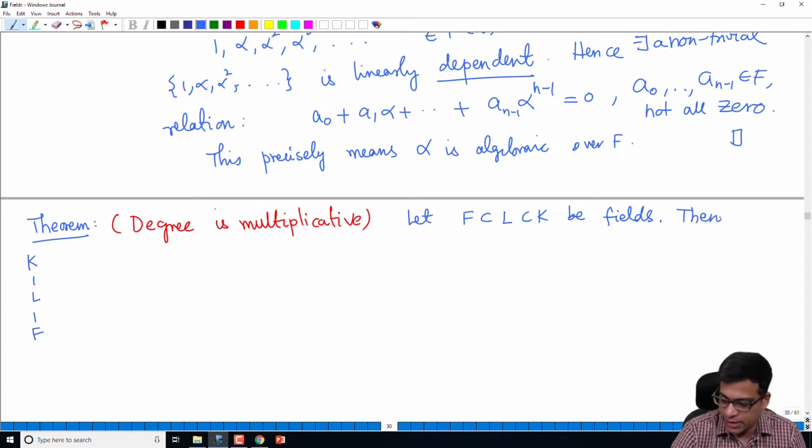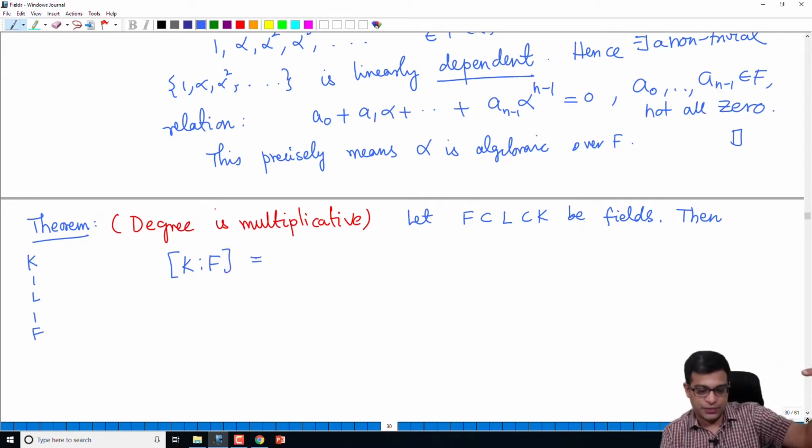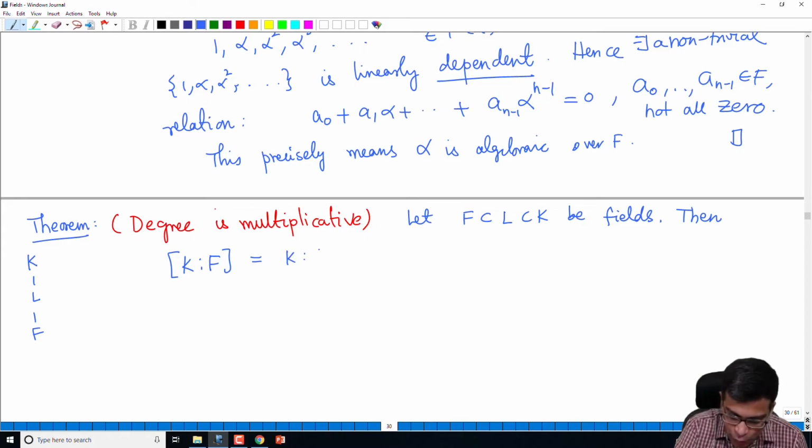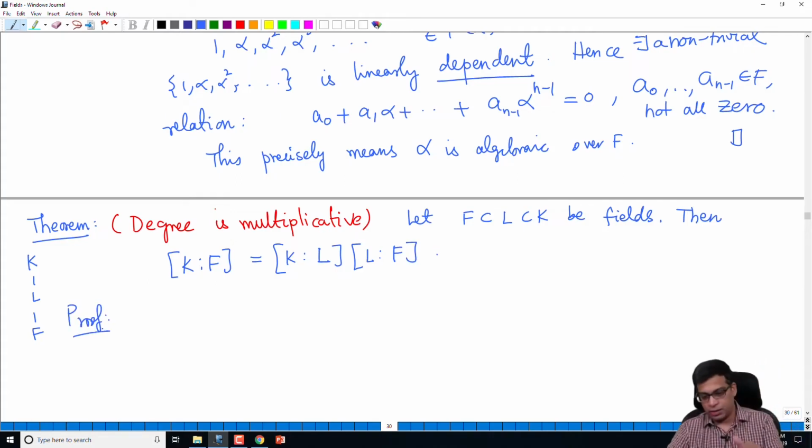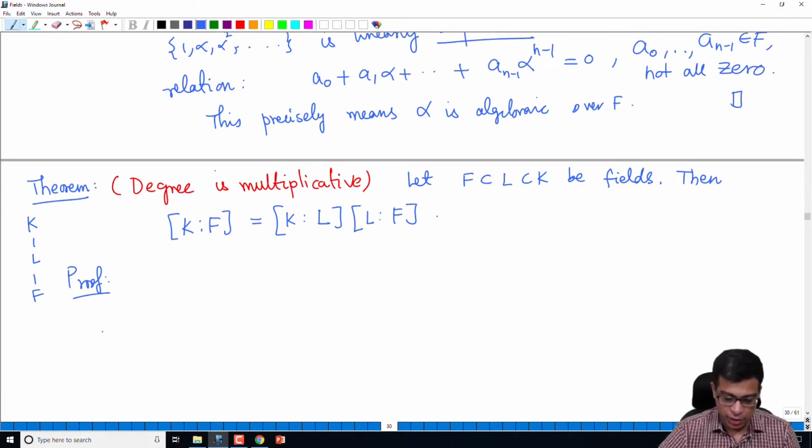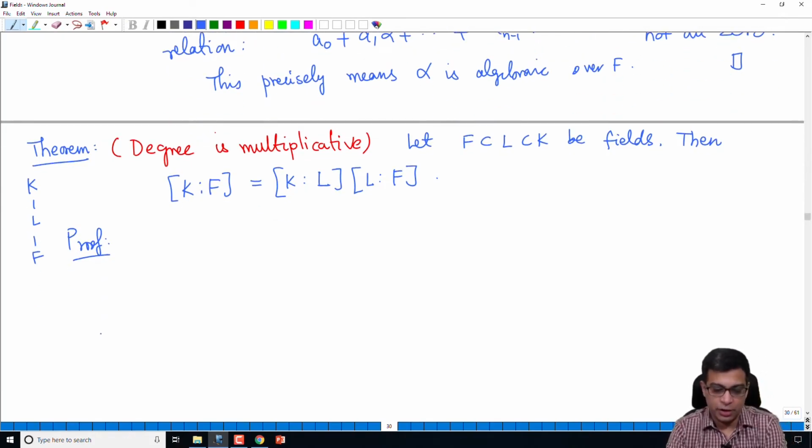Then what we can say is K colon L or K colon F, the degree of the largest field over the smallest field is the product of K colon L and L colon F. And I am also including the possibility that they are infinite here. So I'll prove that also as part of the statement. In particular, what we are saying is that if either of these numbers, K colon L or L colon F, is infinite, K colon F is also infinite, with the convention that infinity times anything is infinity.